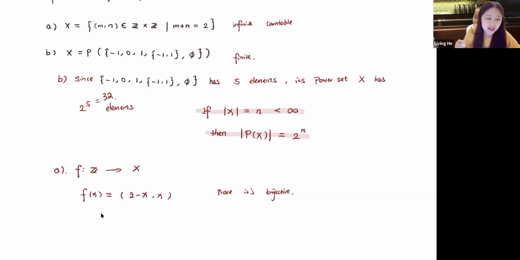Doesn't really matter. How do you prove bijectivity for a Cartesian product? I did that in the last review, and I did that in a few videos, so check that.